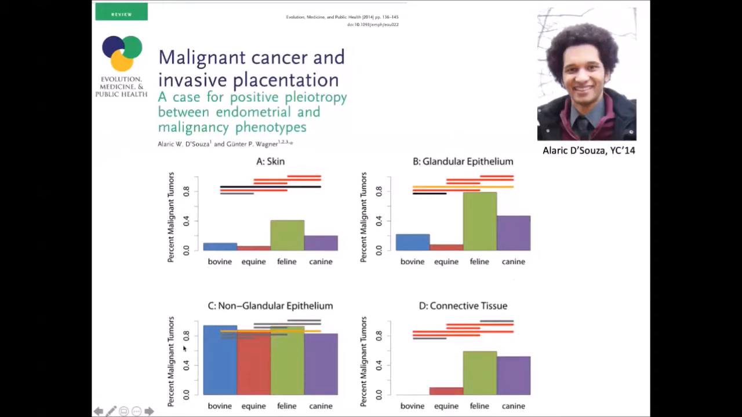Not in all of them. There's one category of cancers where we didn't find a difference, but in many of them, skin cancers, glandular epithelial cancers, and connective tissue cancers, probably sarcomas, there was a quite strong difference between the species, and a difference that corresponds to invasiveness of the placenta.